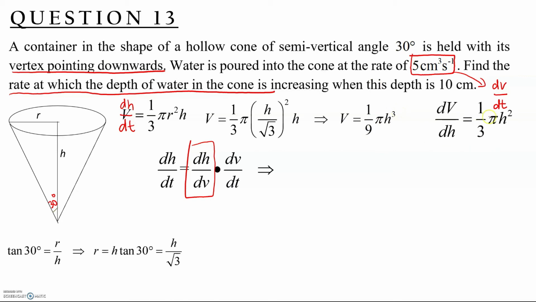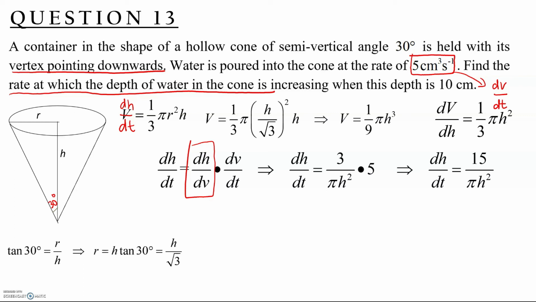And we substitute this one into this equation, but because this one is dH over dV, you need to write it as 3 over pi h squared, times dV over dt we get from the question, which is 5. So you get 3 over pi h squared times 5. So dH over dt becomes 15 over pi h squared.